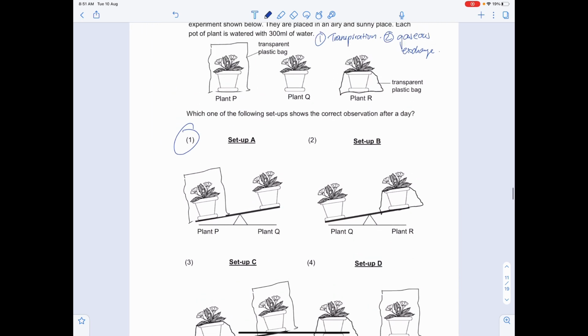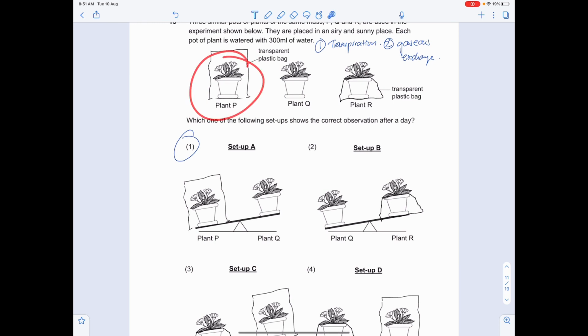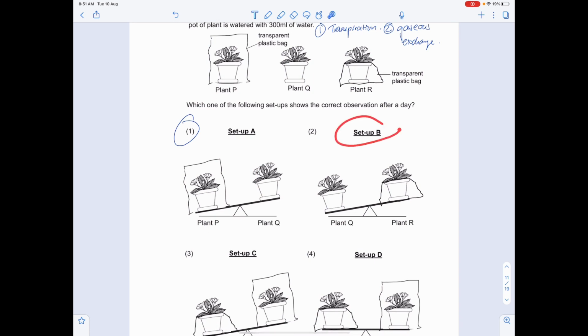So like I say, in P, any water vapor that is lost is trapped within the bag, and it will condense onto the bag. However, for Q, any water that is lost is just lost to the surrounding. So this will have less mass than P. So this is correct. B is actually wrong because technically speaking, they both will have lost the same amount of water, because like I say, water is lost mainly through the leaves. So even though you put the bag here, it doesn't really affect much.